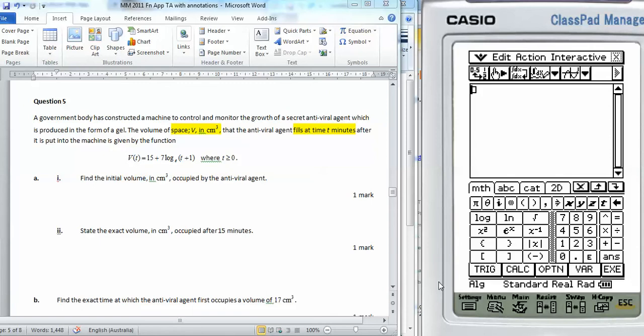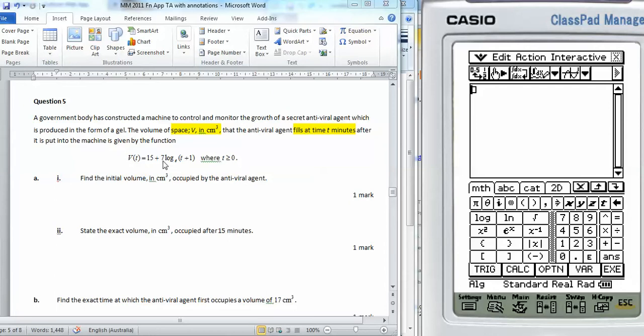This is for Year 12 Methods. It's the 2011 Functions Application Tech Allowed question number 5. A government body has constructed a machine to control and monitor the growth of a secret antiviral agent, which is produced in the form of a gel. The volume in cubic centimetres that fills time t minutes after being put into the machine is this, where t is greater than or equal to 0.